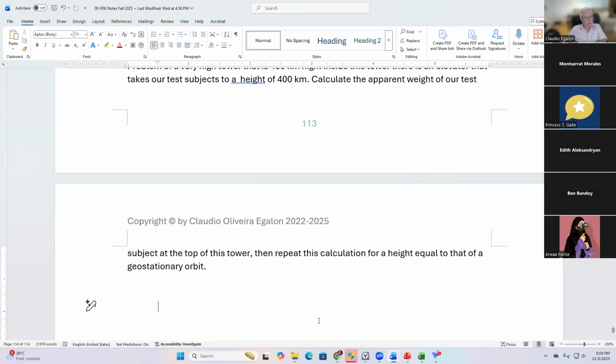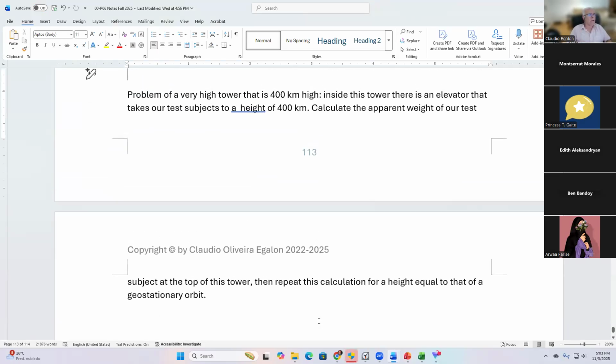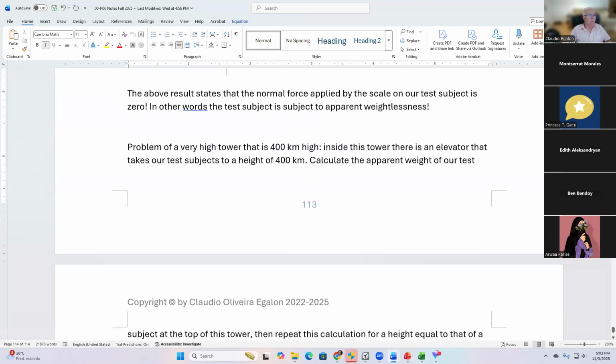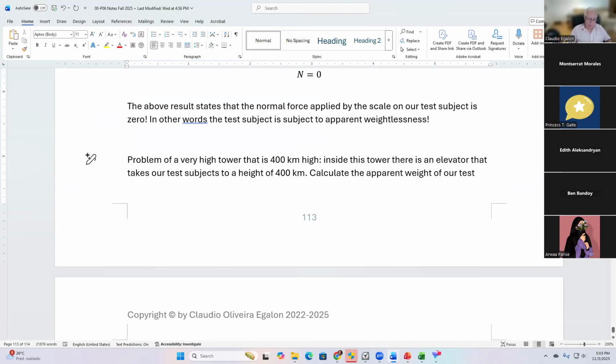There's a difference between geostationary and geosynchronous, right? Geostationary is just one type of geosynchronous orbit, the most useful of them. Here you go. Problem example.